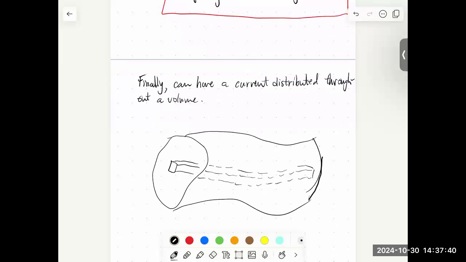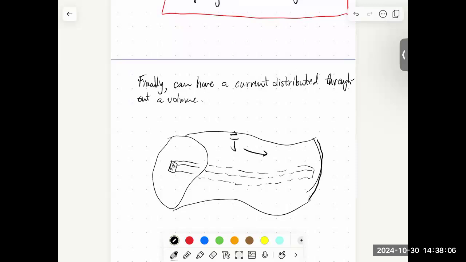Okay, so it already came up that we have the possibility of having a current density J. And so this is what we imagine we have now, a current per unit area flowing through this volume.